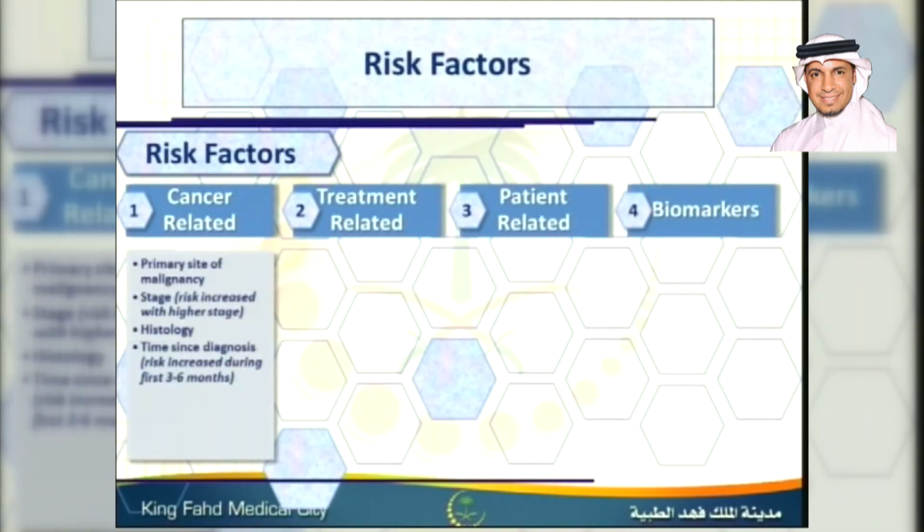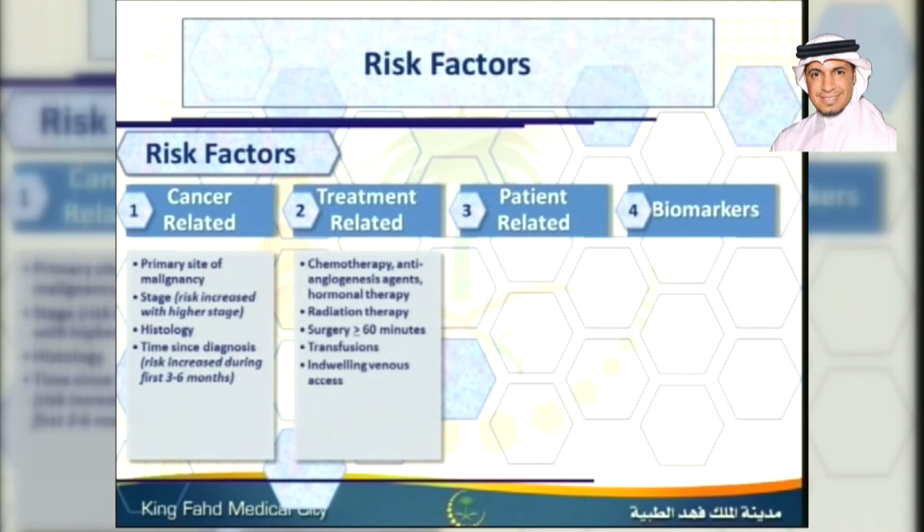The primary site of malignancy is very important. Adenocarcinomas secrete mucin and increase the risk more than squamous cell carcinoma. Advanced stage and metastatic disease carry higher risk, as I mentioned already, along with histopathology. Pancreatic cancer is the highest, followed by prostate, lung, and breast. Certain cancers have higher risk than others, and the risk increases during the first 3 to 6 months since diagnosis, which is the highest period, and up to 1 year.